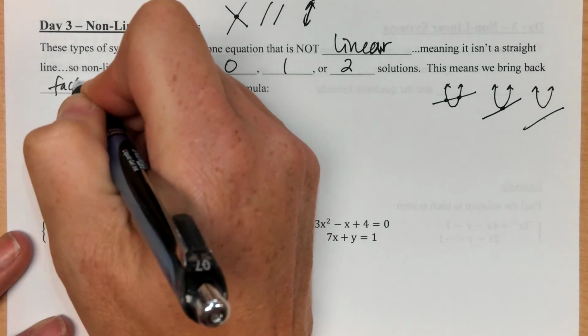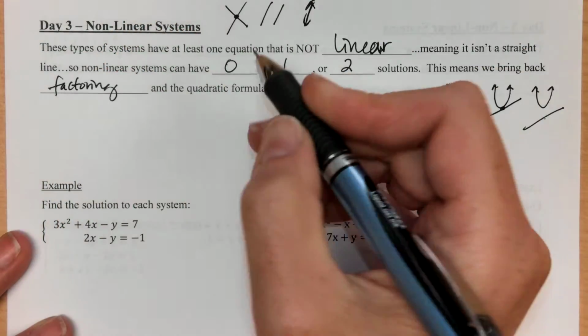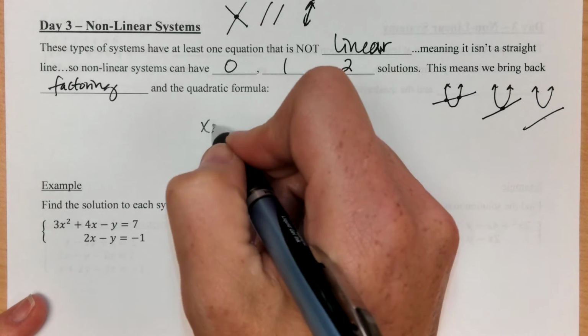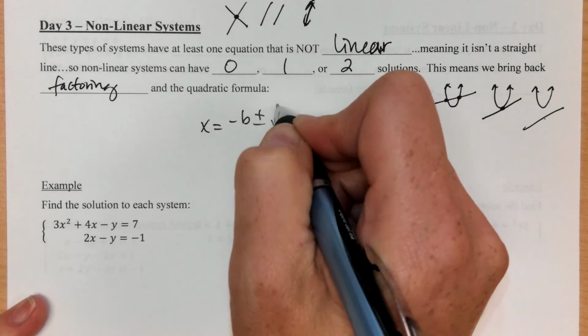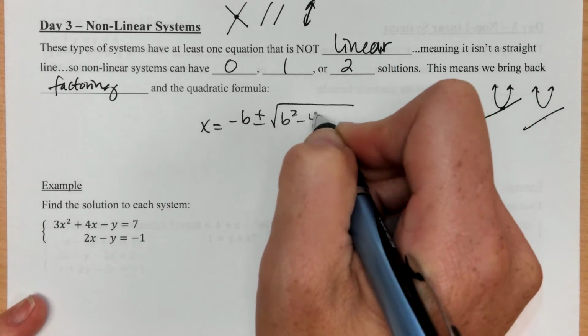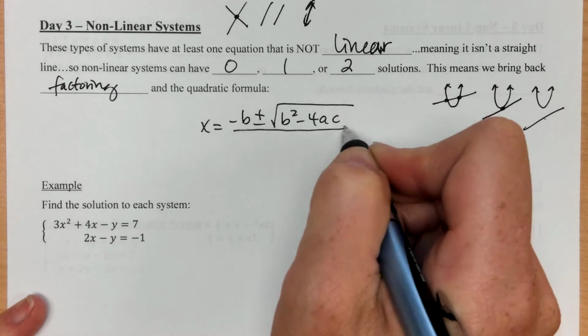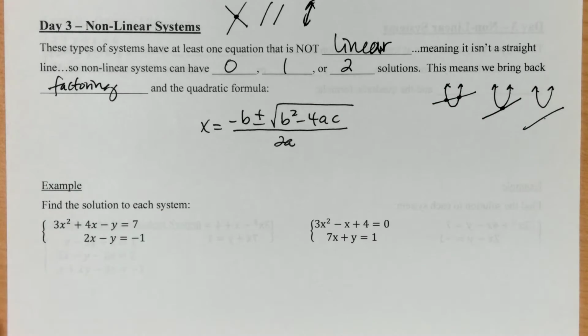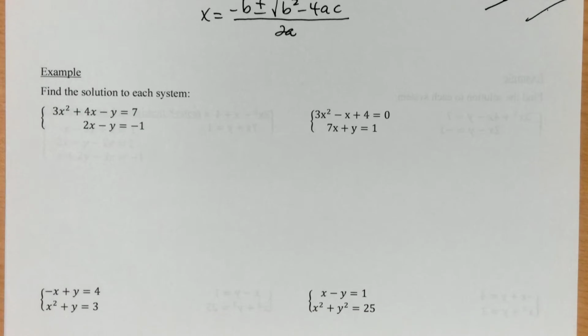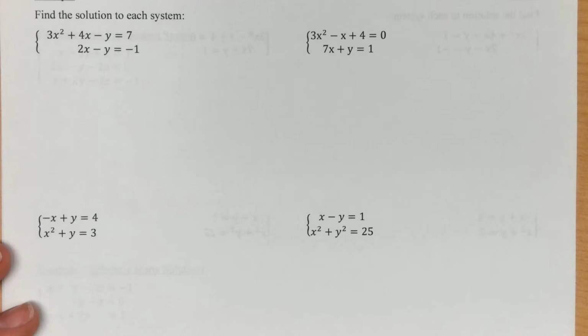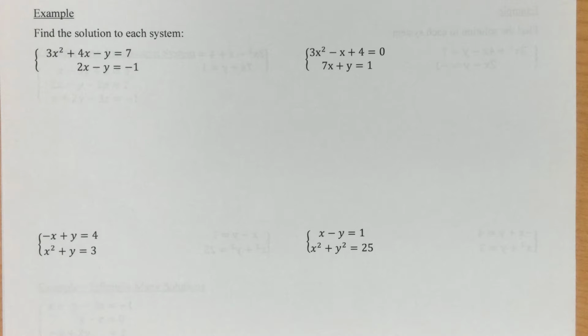This means that we're going to be doing a lot of factoring, and we're going to be doing the quadratic formula. So I'm going to write it here for you in case you don't have it. And I have a program that does the quadratic formula for you in your TI graphing calculator. So if you bring it to me, I'll help you get the program. So I've got 4 examples for you to try. First one says find the solution to the system.